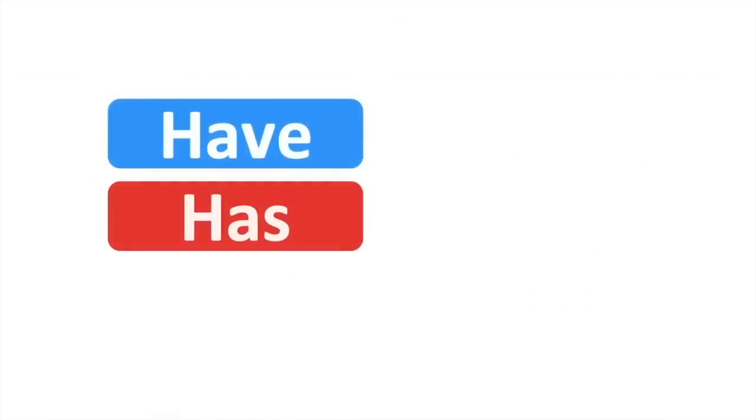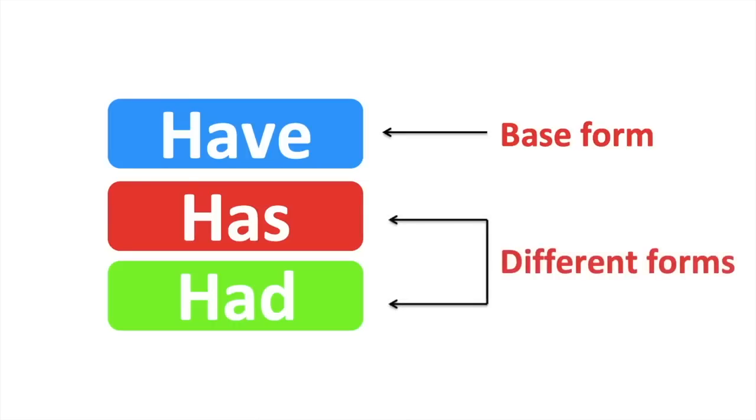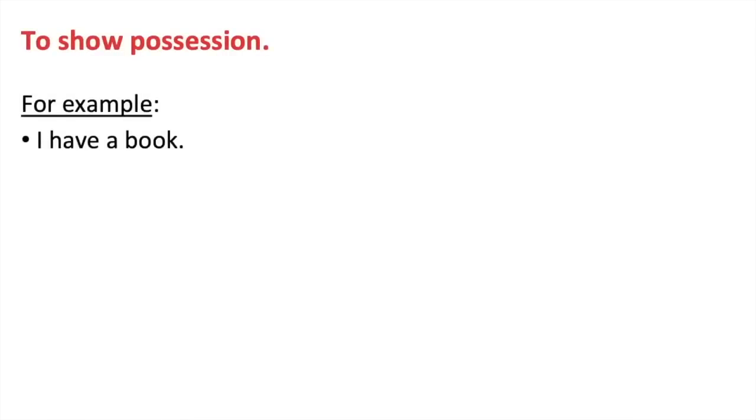Have, has, had. Have is the base form of the verb. This is a type of irregular verb because it has 3 different forms. Has and had are different forms of the same verb. This verb can be used for various reasons. The first is to show possession. For example, I have a book.